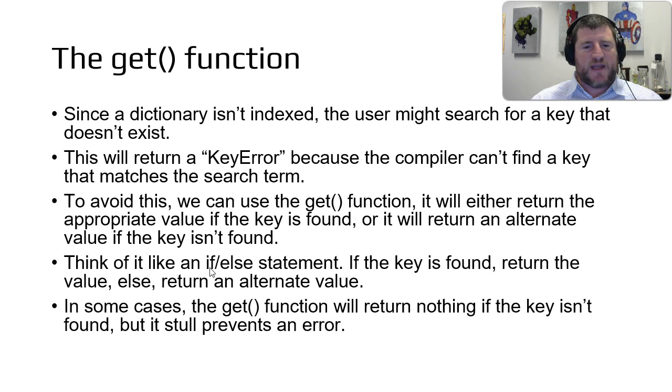So if you think of it like an if-else statement, if the key exists, return the value, else return an alternate value. So if you don't put in an alternate value, it's just going to return none. But it's still going to prevent an error. It's going to let your code keep running. So sometimes you don't want to give any feedback to the user necessarily. You just want to keep rolling. So you can do that with the get function as well.